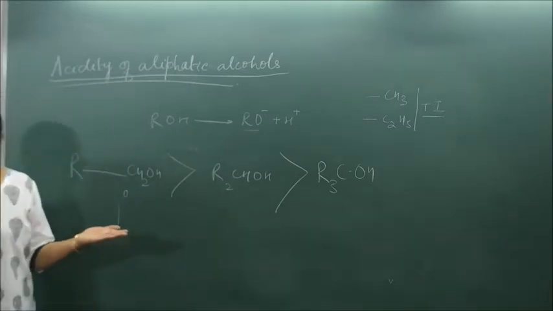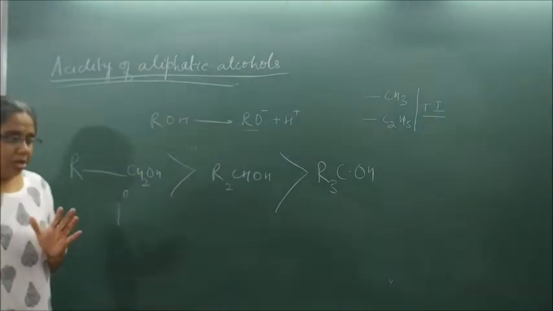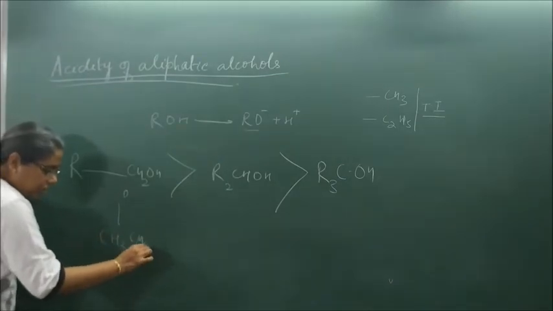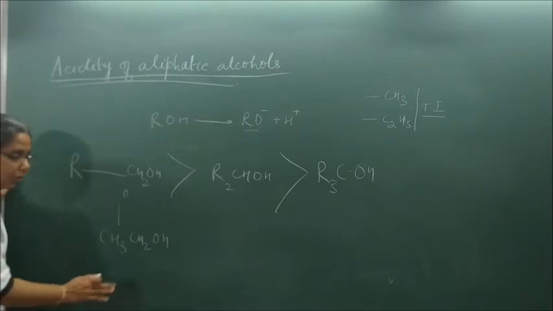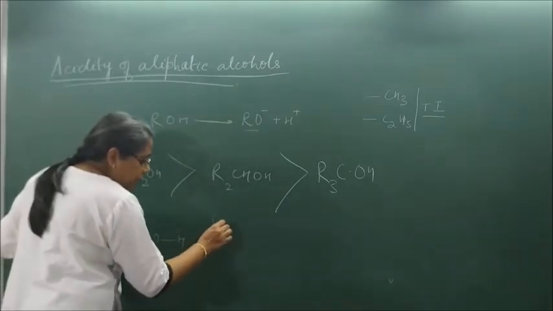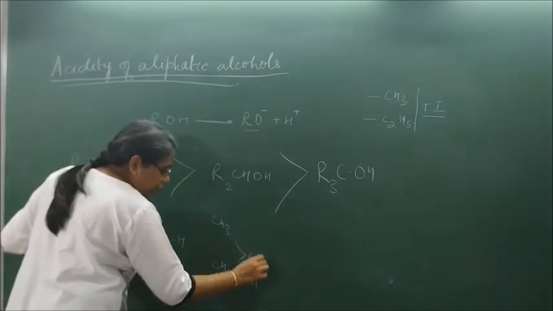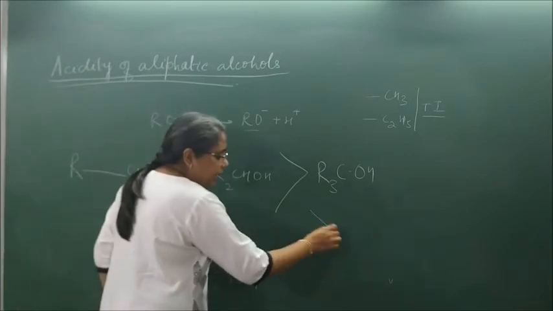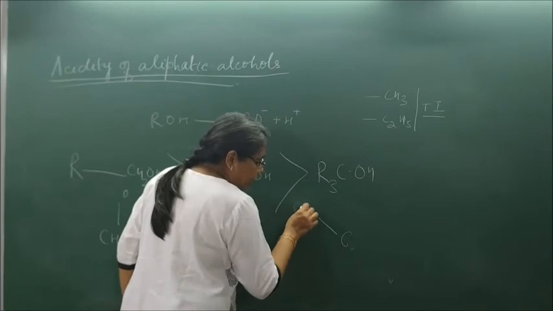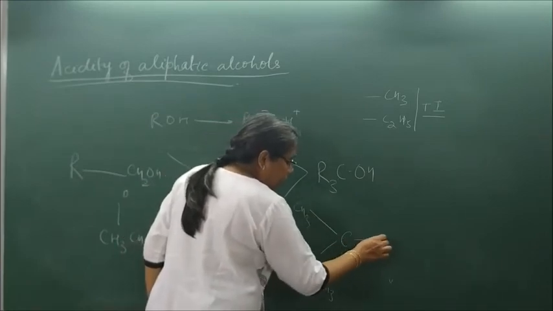Now let us understand what you have written. It looks very complicated when you write, so let us understand here. I have CH3, CH2, OH. Here I have CH3, CH3, C with an H and OH. And here I have C with CH3, CH3, CH3 and OH.